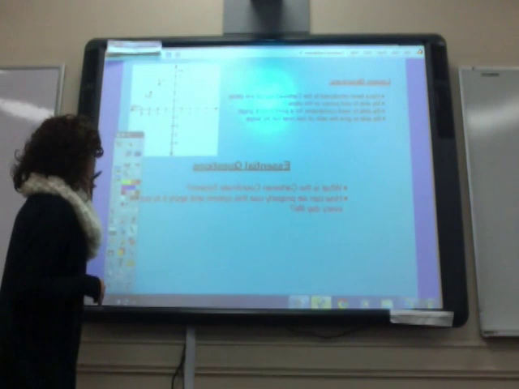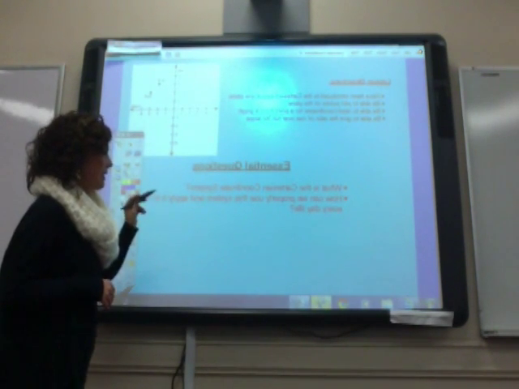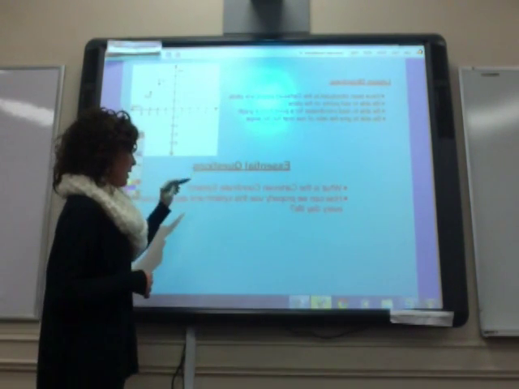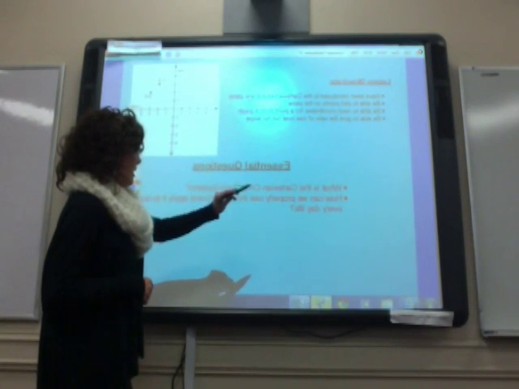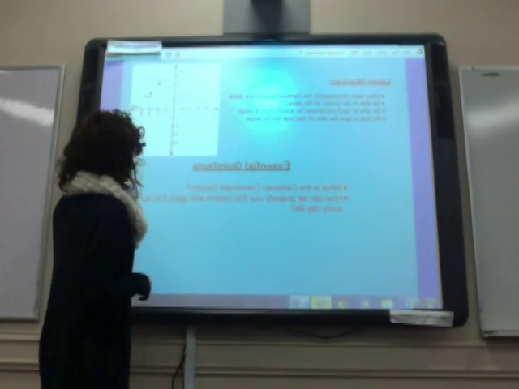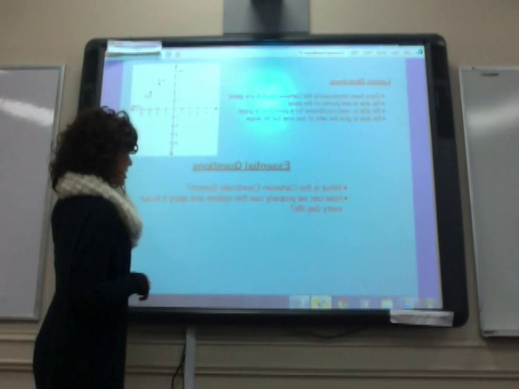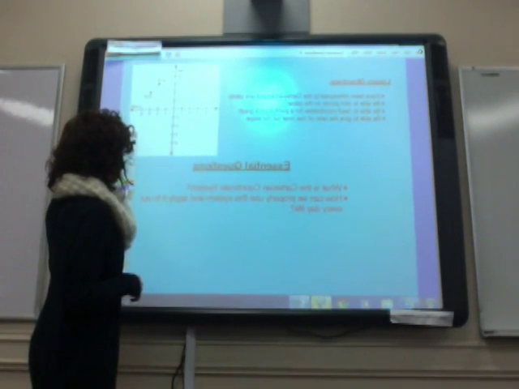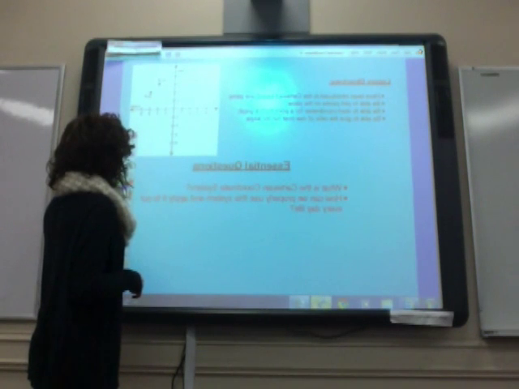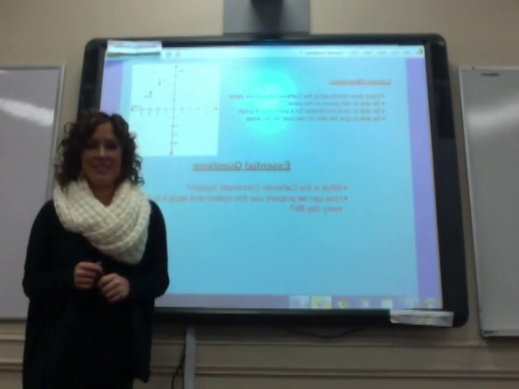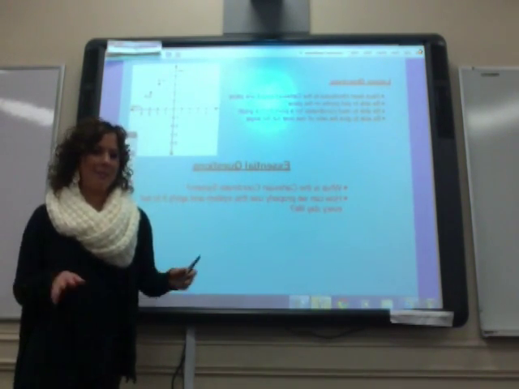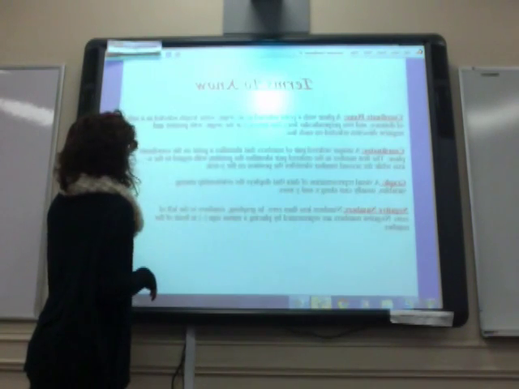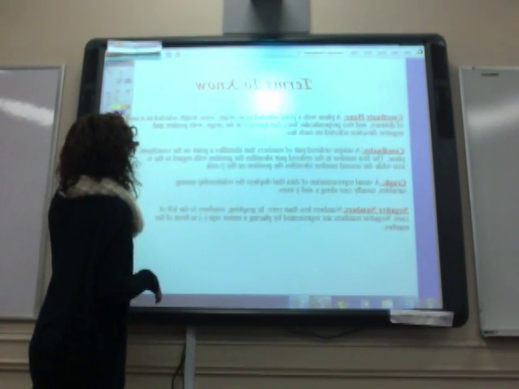And then if you can take out your notebooks and at the top of the page write down the essential questions. The first one is, what is the Cartesian coordinate system? And the second is, how can we properly use this system and apply it to our everyday life? And then I would give the students a few minutes to actually write that down before I go on.